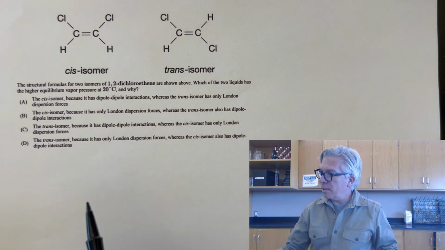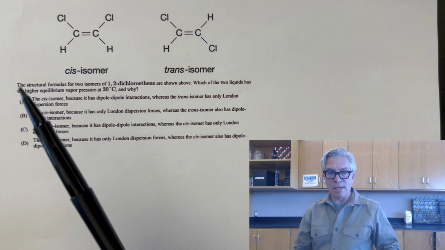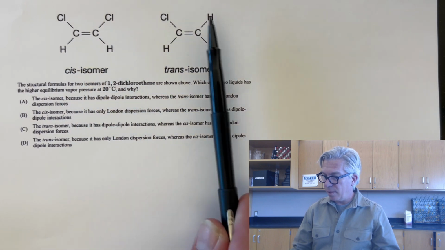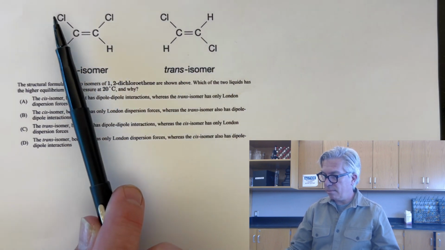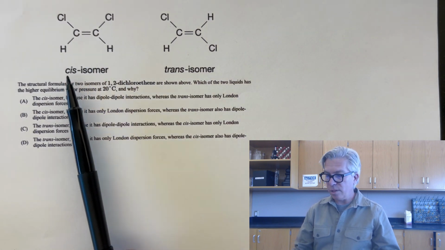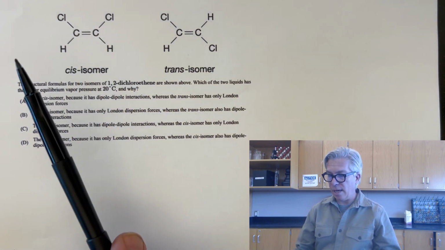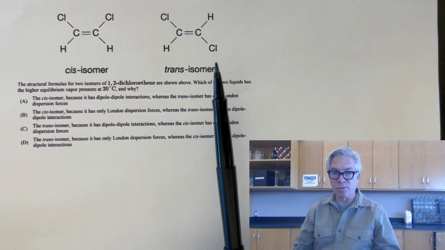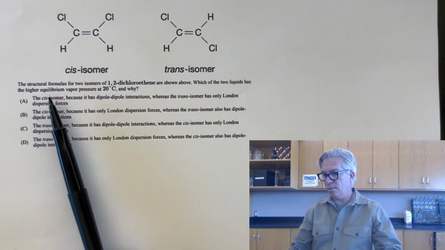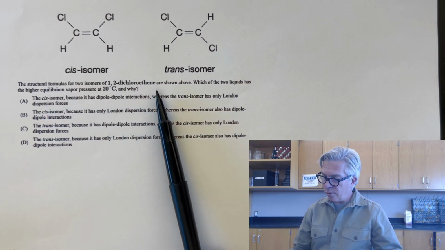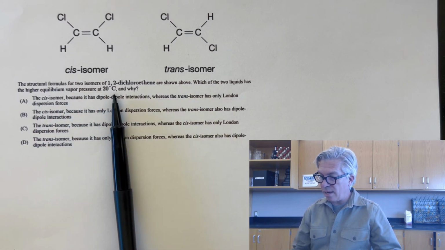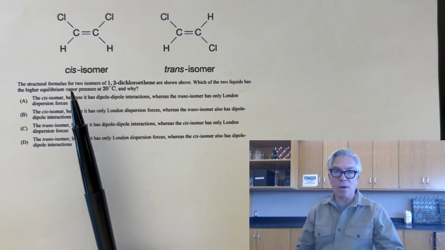All right, I'm going to talk about this one because you may not know what a cis or trans isomer is. This throws it in there. Look at these 2 molecules. They're the same set of elements, but in this case, the chlorines are on the same side, and we use the cis prefix for that. They're on the same side of a double bond, and they're not going to rotate. A trans goes across the double bond, so 1 on this side, 1 on this side. The structural formulas for 2 isomers of 1,2-dichloroethene are shown above. Which of the 2 liquids has a higher equilibrium vapor pressure at 20 and why?